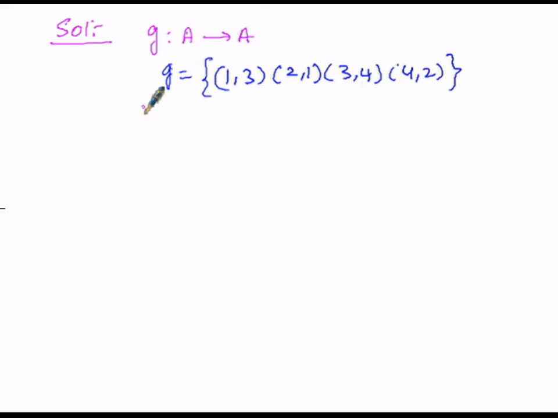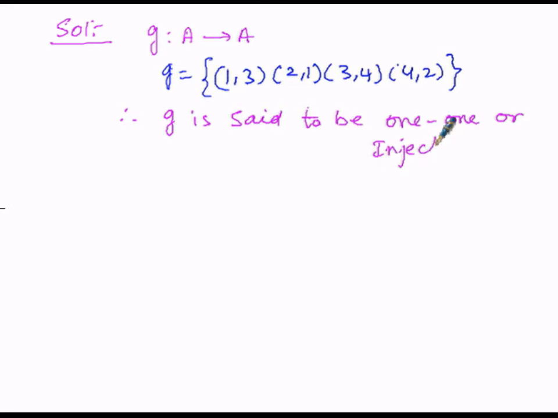So here no two coordinates of the first set have the same image in the set B. So therefore your function g is said to be 1-to-1, or otherwise called an injection. Since the image of 1 is 3, but the image of 2 is 1, which is different from 3. The image of 3 is 4 and the image of 4 is 2, which is different from 4. So here no two coordinates of the first set A have the same image in the set B. So therefore it is said to be 1-to-1 or in other words an injection.